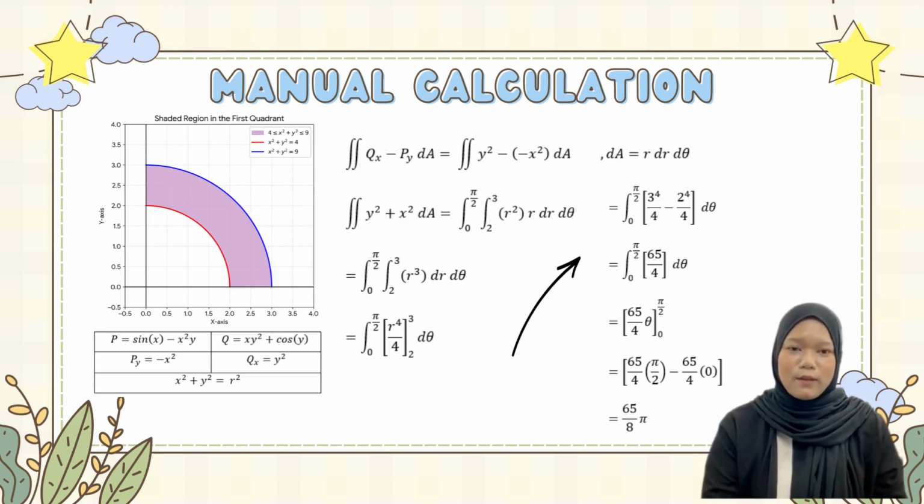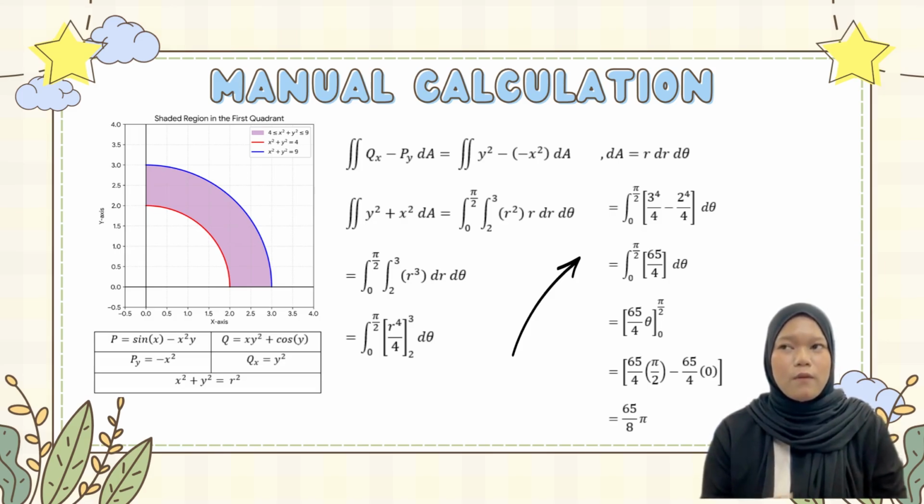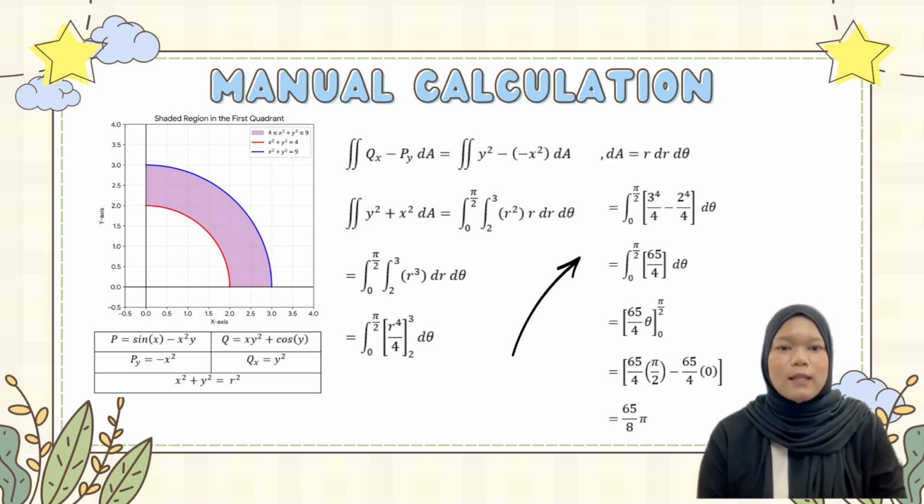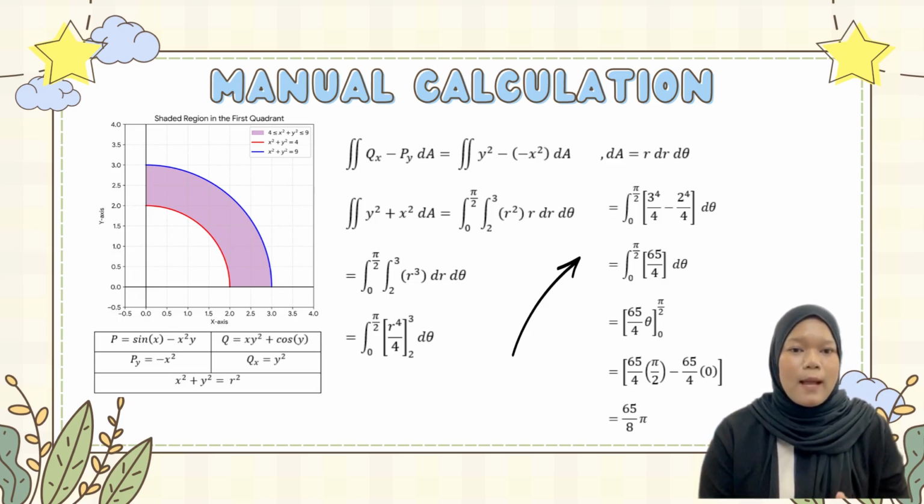Okay, for the manual calculation, to evaluate the integral using Green's theorem, we need to find the partial derivatives of our vector components first, which gives Q sub x equal to y squared and P sub y equal to minus x squared. Subtracting P sub y from Q sub x simplifies the integrand to y squared plus x squared, which is equivalent to r squared in polar coordinates.